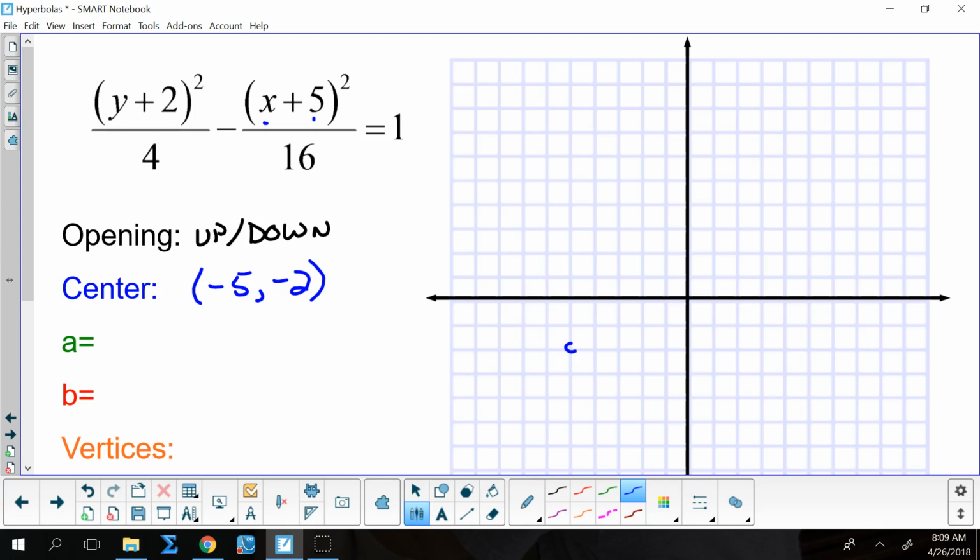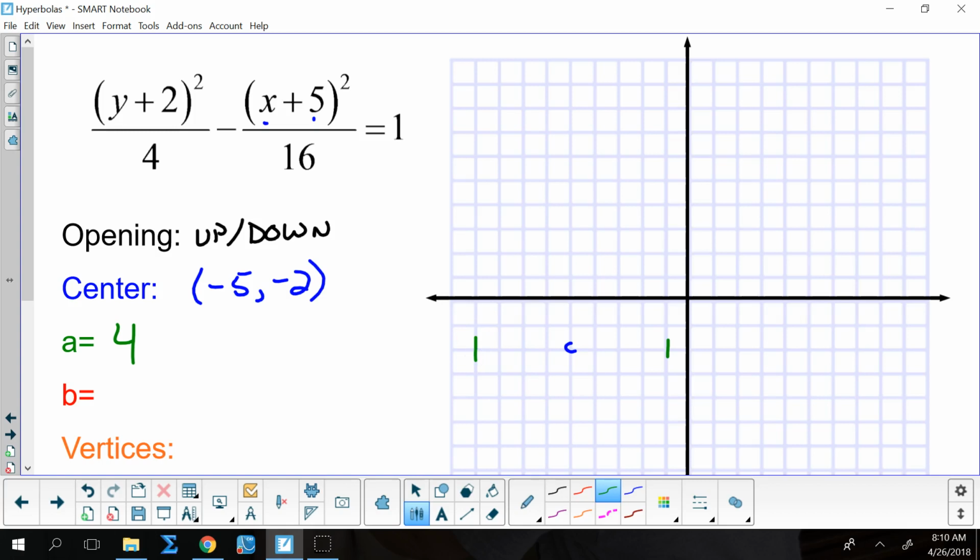What is my a value? It's under the x, so that means it's 16. Square rooted is 4. So that means I'm going to go left and right 4. 1, 2, 3, and 4.